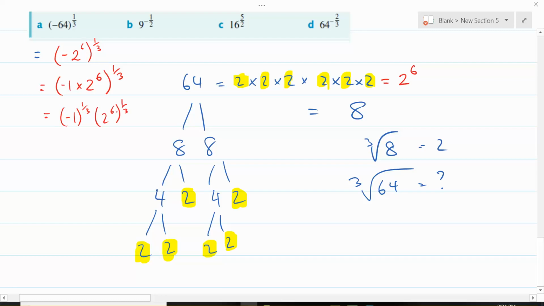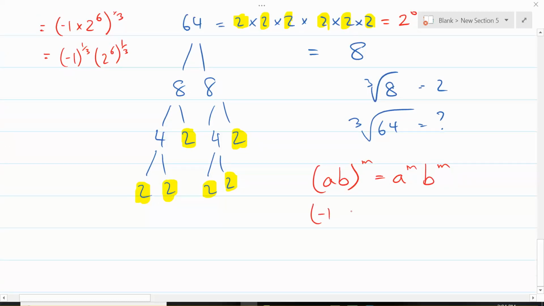I'm just using your index law. Have you forgotten this index law, where a times b to the power of m is the same thing as a to the power of m times b to the power of m? So that's why when I wrote negative 1 times 2 to the power of 6 to the power of m, this is the same thing as writing negative 1 to the power of m times 2 to the power of 6 to the power of m. That's all I've done.